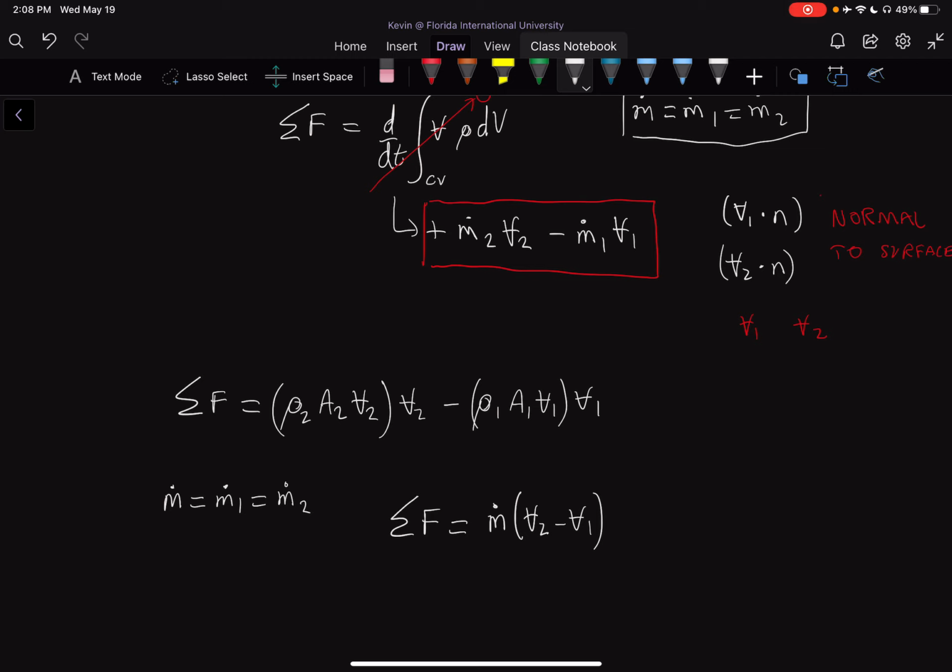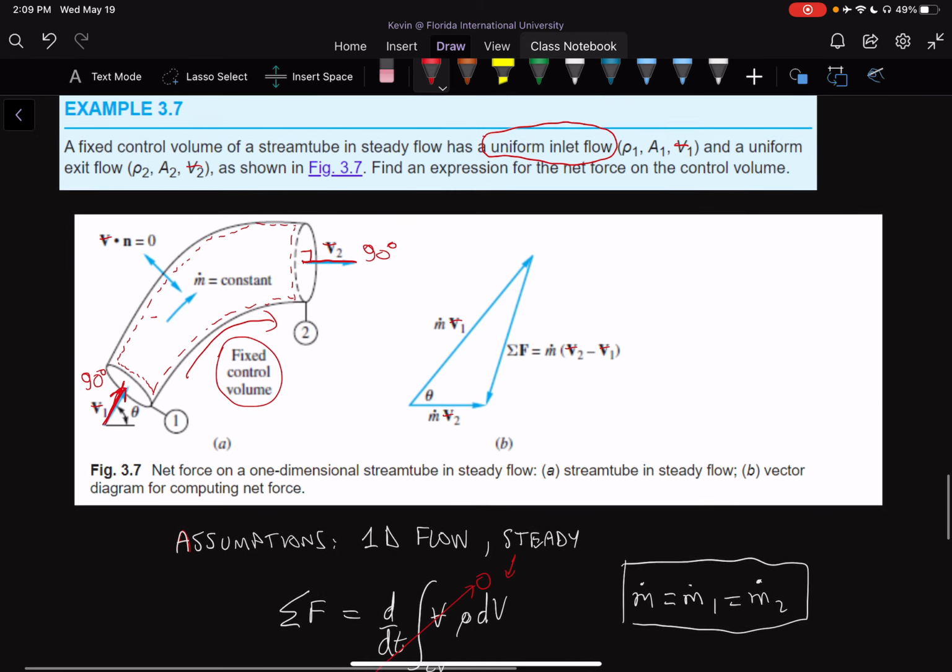Okay, so it's actually a very simple system, and we've come up with an equation for the sum of the forces. And we know that v2 and v1 are the velocities coming in and out perpendicular to the surface in which they're coming in. They're normal to the surface. Okay, that's very important. So our final expression is the sum of forces is equal to m dot times v2 minus v1. Now, you can do this problem in a different way.